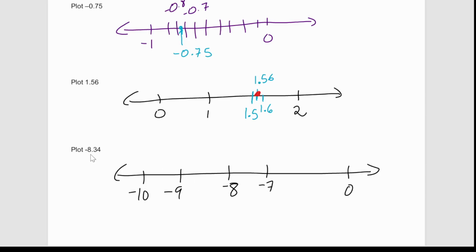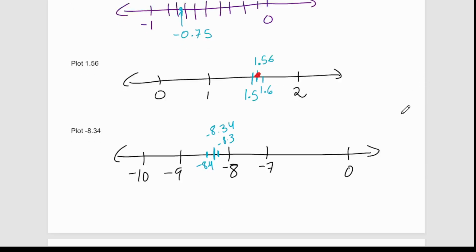Pretty similarly, if I wanted to plot negative 8.34, I would just shimmy this a little bit to the left of negative 8 and a little bit closer to negative 8 than to negative 9. Again, you could have formally broken them up into 10 equal pieces, and then this would have been between negative 8.3. Let me just actually write that. Negative 8.3 would be over here, and then negative 8.4 would have been over there. So it would be approximately halfway in between negative 8.3 and negative 8.4.